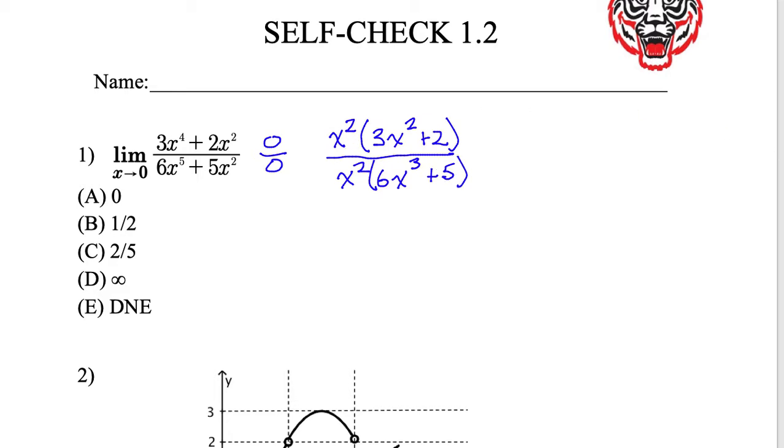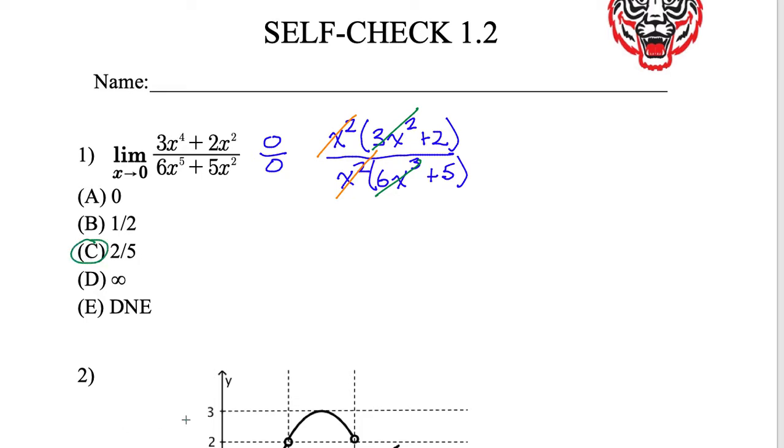I need to now cancel. Cancel, cancel. All right, and finally plug in. Plug in the 0. When I plug in 0, you can see what's going to happen. This is going to be 0. This is going to be 0. The answer is 2/5. The correct answer is C, 2/5.